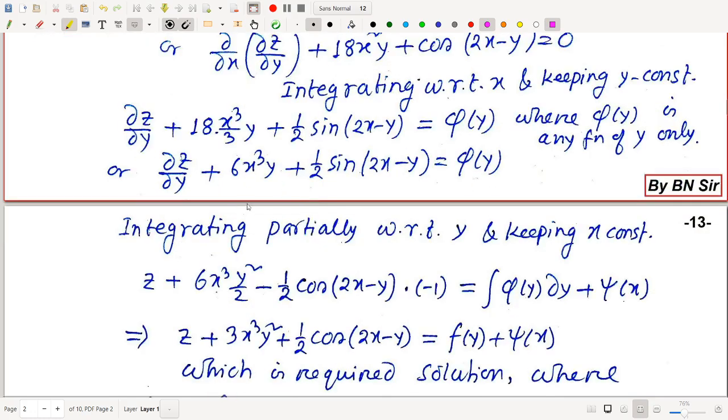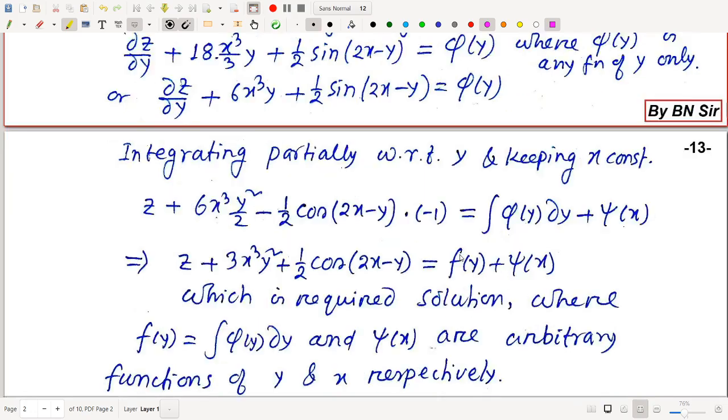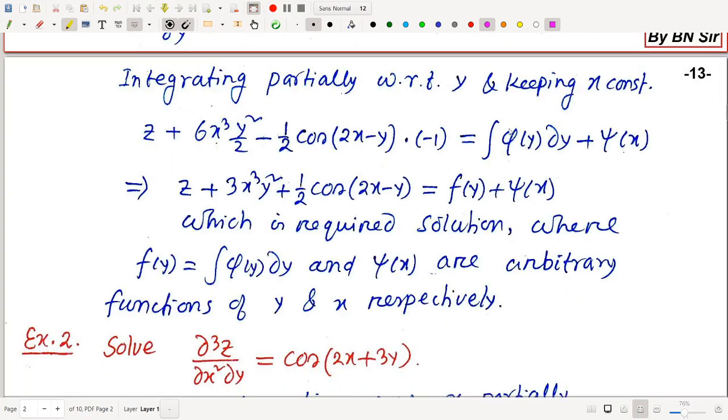Now again we integrate this line with respect to y partially and keeping x constant. ∂z/∂y will become z, 6x³y, integrating with respect to y will become y²/2, this y, and sin(2x − y) integration will be minus cos(2x − y), with a minus 1 because the coefficient of y is minus 1. And on the right side, integration of φ(y)∂y plus ψ(x). Why ψ(x)? The constant of integration is here ψ(x), an arbitrary function, because in this process we have kept x constant. So this integration of φ(y)∂y, let us write as f(y), which is the required solution.